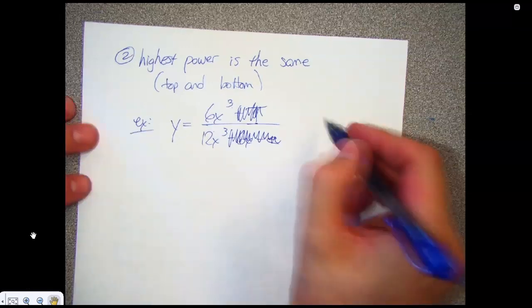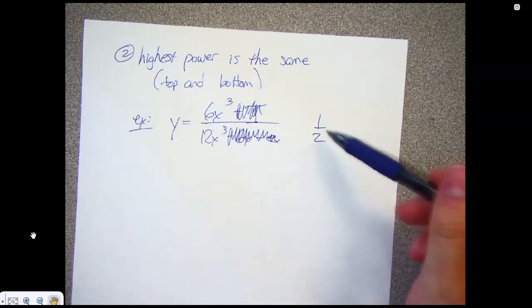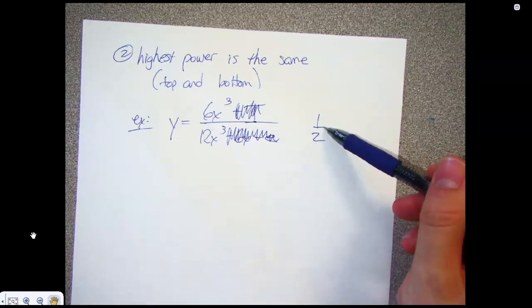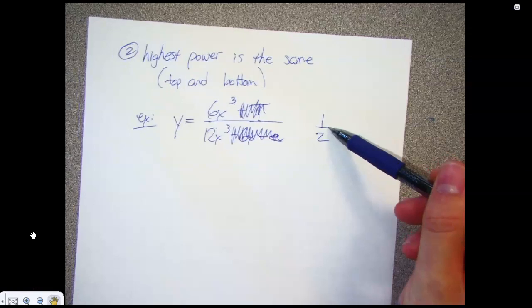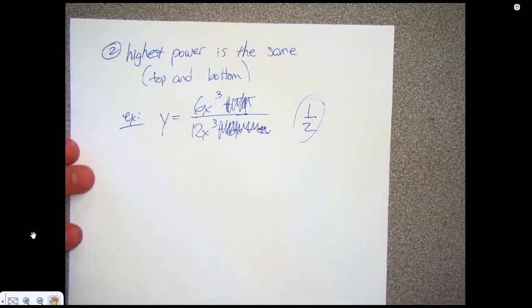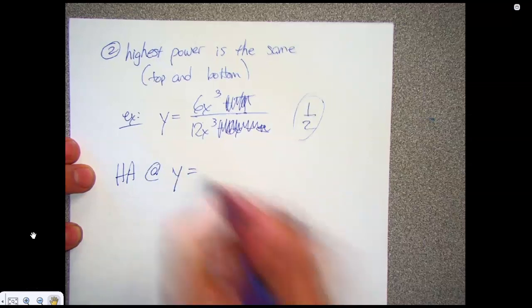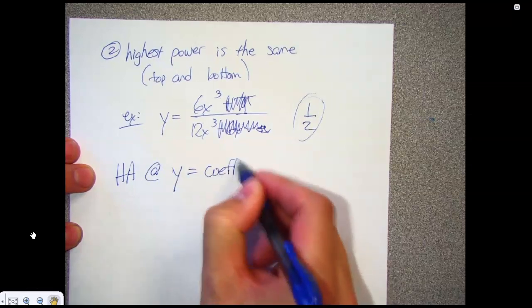1/2. There's not even x's anymore. So x doesn't matter, so I don't care what x is. Like, as x gets bigger and bigger and bigger, who cares? What's this value going to be all the time? So if you plug in a gigantic x value into this, there's no x to even plug into, so you just get a half. The higher power is the same. There's a horizontal asymptote at y equals, I'm going to say like y equals the coefficients.